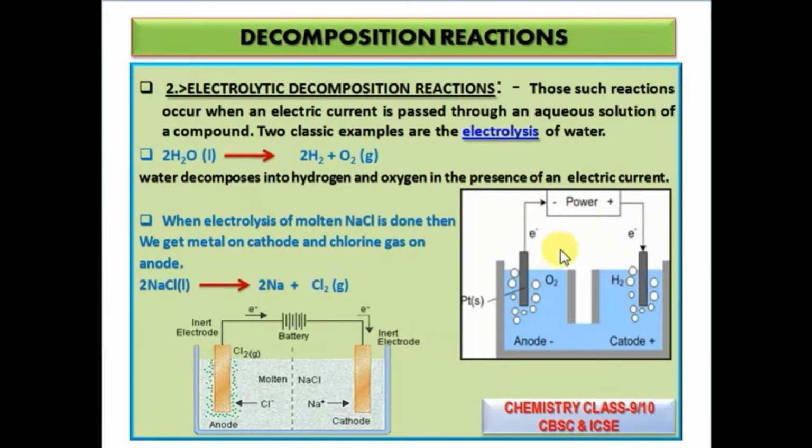Okay students, now we discuss what happens when the electrolysis of molten sodium chloride is done. Then we get the metal on the cathode, that means sodium, and chlorine gas on the anode. In this arrangement, you can easily understand what actually happens in the electrolysis process in these systems.